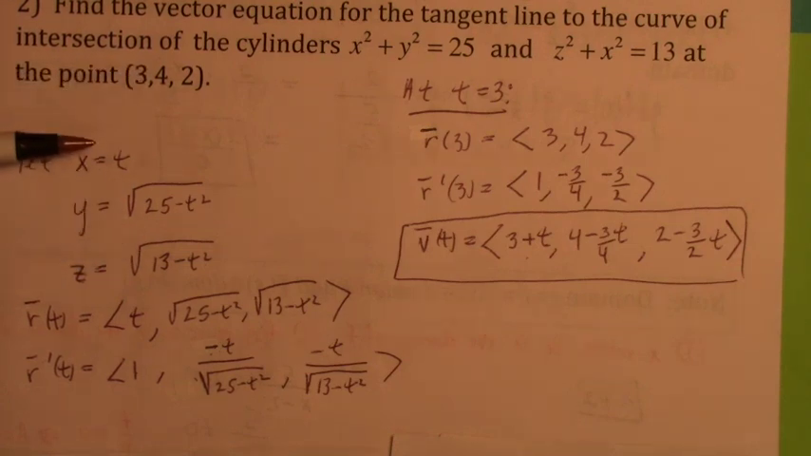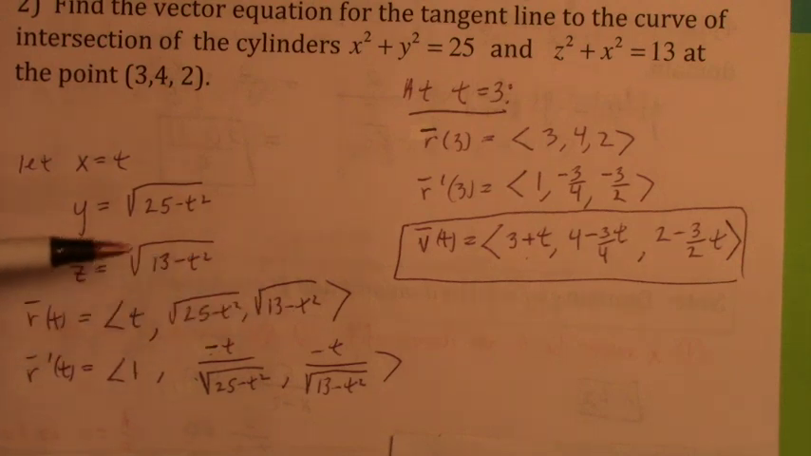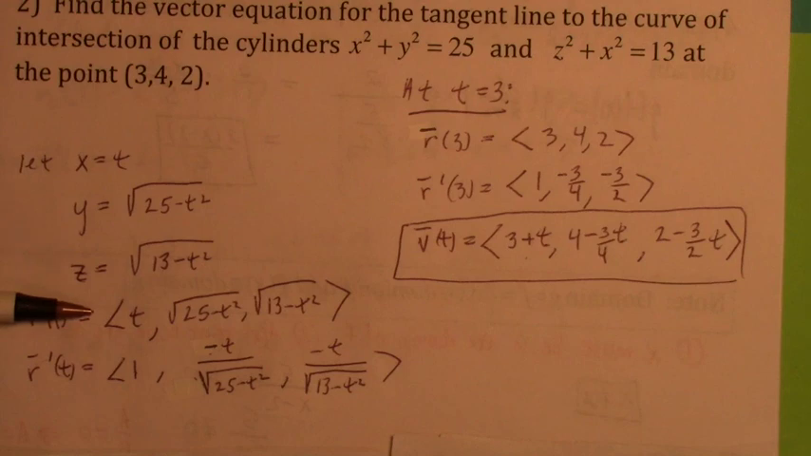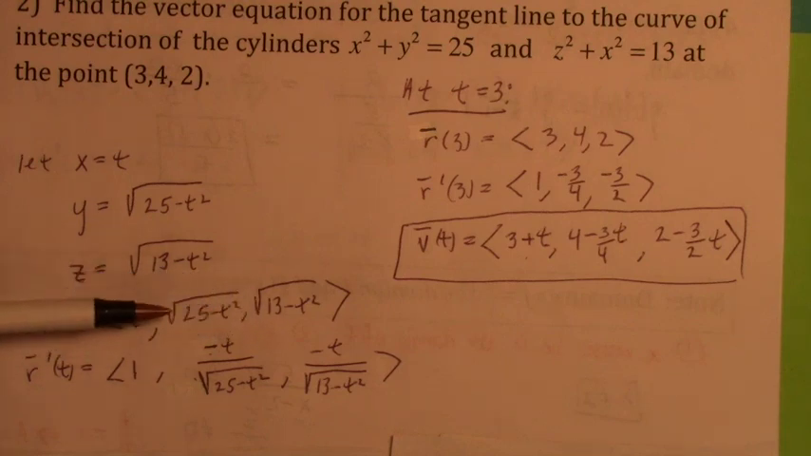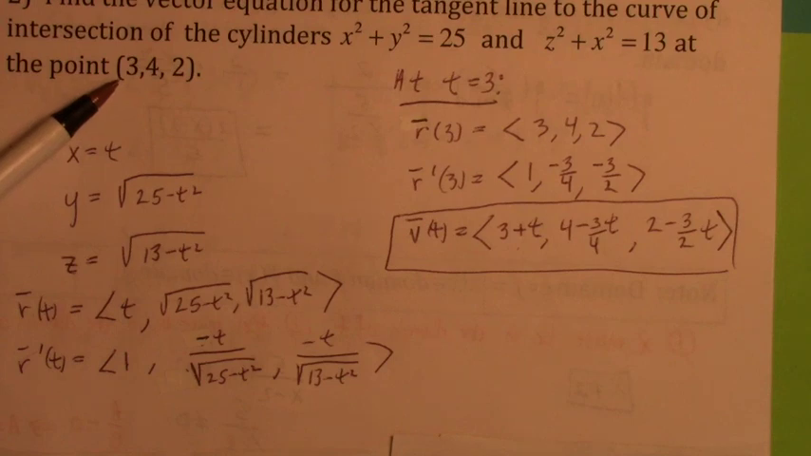So then you'd have t, square root of 25 minus t squared, and square root of 13 minus t squared. That's your position vector. So what am I trying to do? I want to find the equation for the tangent line to this curve at this point. So you take the derivative, right? Plug in the point when t equals 3. Notice, did you notice that? This is when t equals 3.